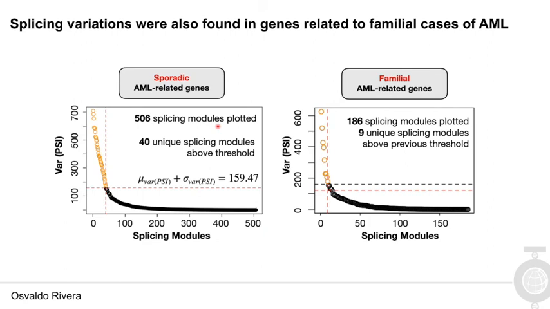Finally, up to this point, we've discussed splicing data on genes that have been associated only with sporadic cases of AML. Moving forward, we decided we wanted to look at another set of genes that in this case have been recently associated with familial cases of AML. Interestingly, when we run our splicing analysis pipeline, we see a similar trend in which a subset of genes are expressing highly variable splicing modules.